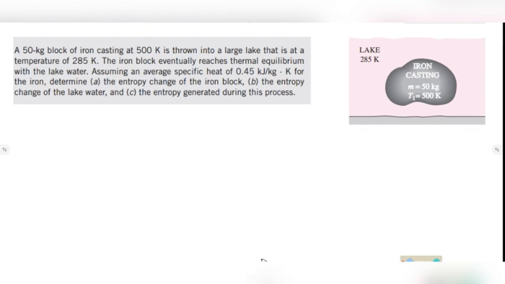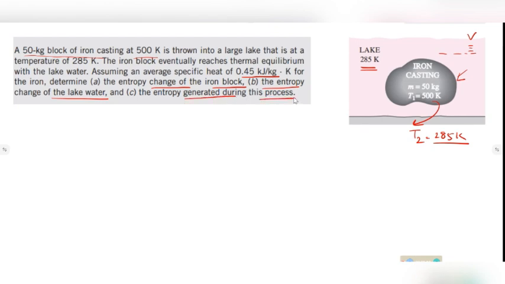So we have been given a 50 kg iron block at a 500 Kelvin temperature. Now this iron block is thrown into a lake, which is maintained at a temperature of 285 Kelvin. So ultimately this iron block reaches equilibrium, and the final temperature of the block also becomes 285 Kelvin over a period of time. We have been given the average specific heat of the block as 0.45 kilojoule per kg Kelvin. So we have to find out the entropy change of the iron block, the entropy change of the lake water, and the entropy generated during the process.